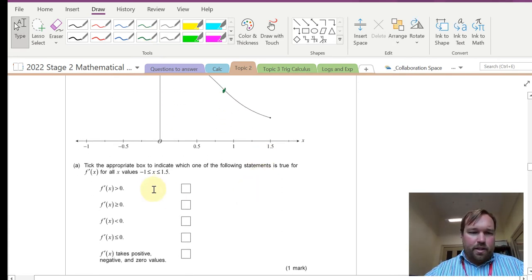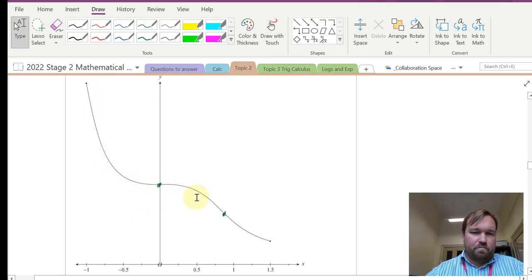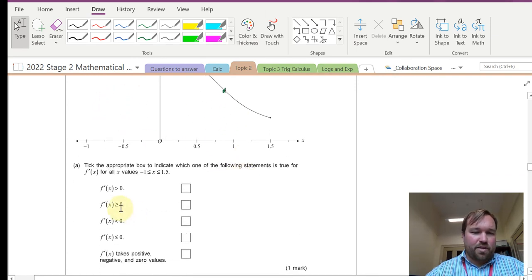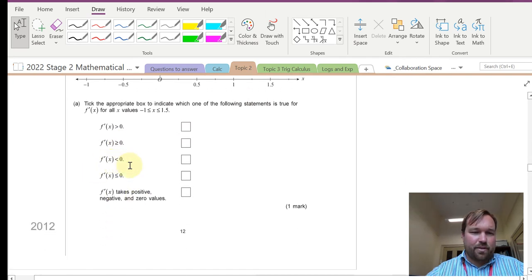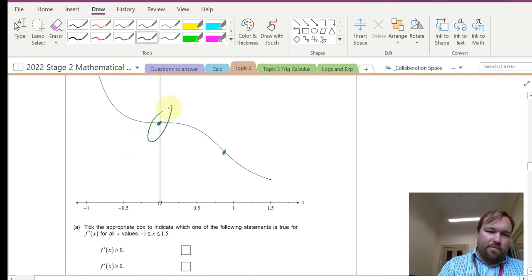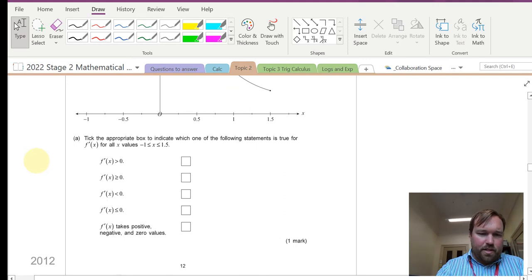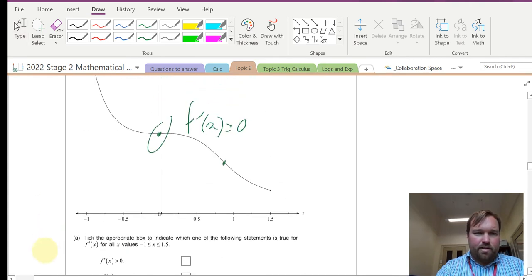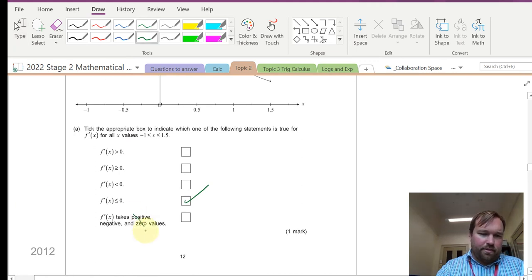Cool. Tick the appropriate box to indicate which of the following statements is true for f'(x) for all values. Alright, f'(x) is greater than 0 for all values of x. No, it's not greater than 0. The slope is negative entirely. f'(x) is greater than or equal to 0. No, it is less than 0. Not really, because here f'(x) is equal to 0, which leads me to tick that. f'(x) has positive, negative, and 0 values. Well, I don't see a positive one there, so it's not that.